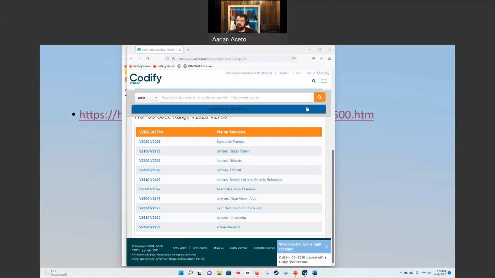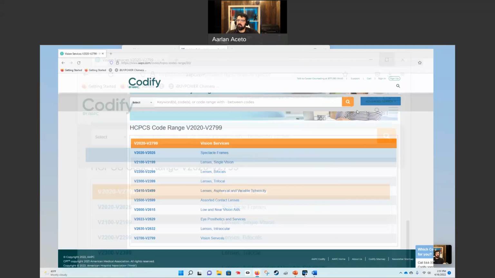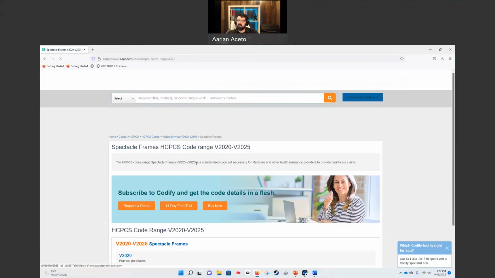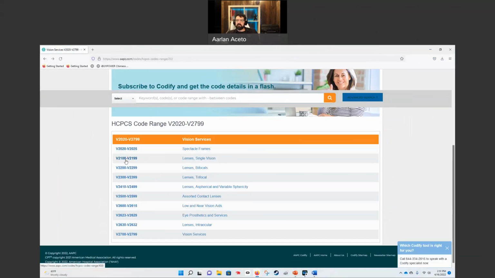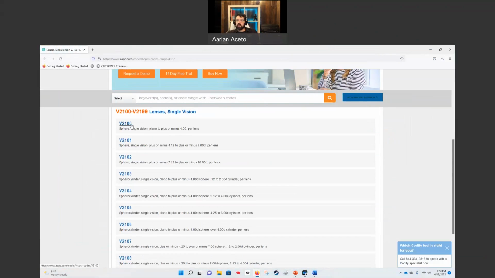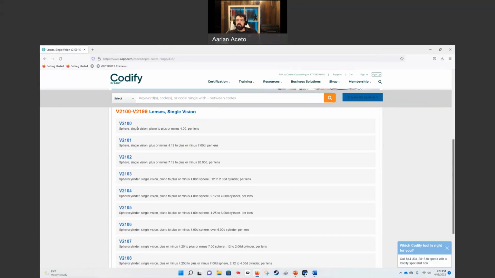All right, sorry about that. I had to find this little sheet here. So I'll share some of these with you, but if you look at your spectacle frames, here are your two codes. If you did an eyeglass ophthalmic frame, V2020 is your HCPCS code, and V2025 is a deluxe frame. I'm not getting into the nuances of that. But what's really cool is look at all my single vision lenses. V2100 is my code for a sphere, single vision, plano to plus or minus 4 per lens. V2101, well, it's still a sphere, it's still single vision, but it's a higher prescription. It's over 4, but up to 7.